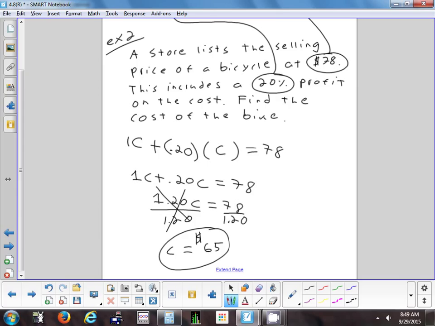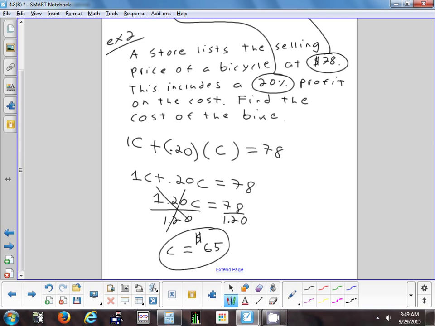Can I charge you $2,000 more? I don't think the customer's going to be too happy with you. So you got to be careful how much of a discount you give people. You know, this kind of stuff comes up all the time. Okay, any questions on that one? So that's the profit formula.